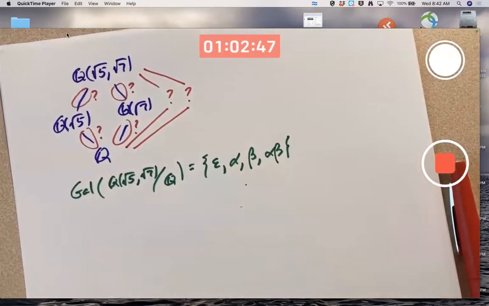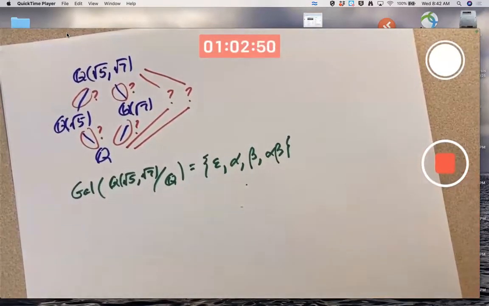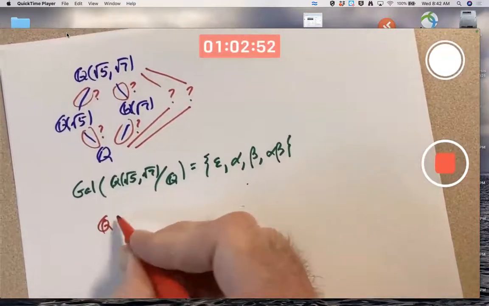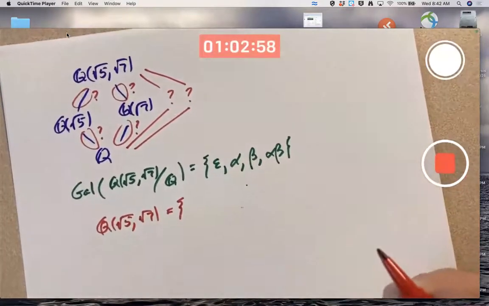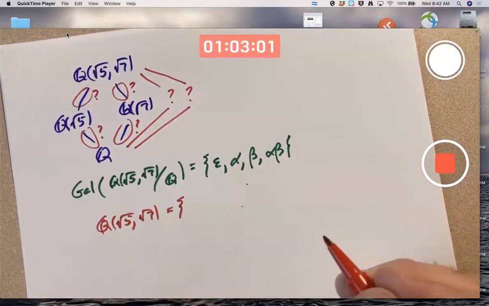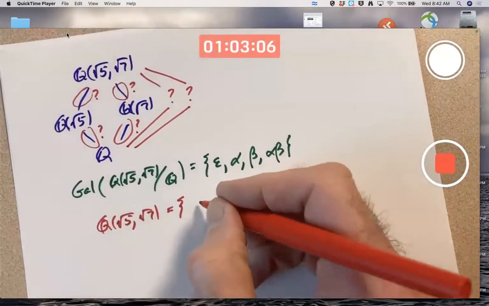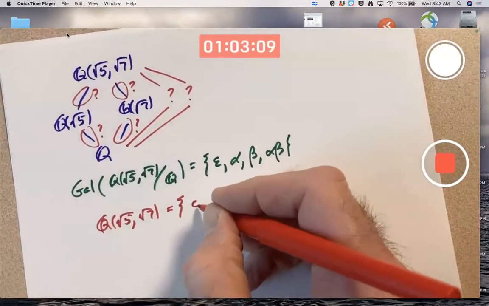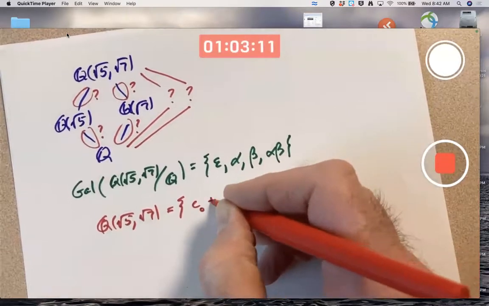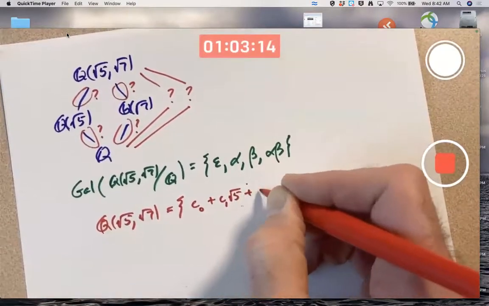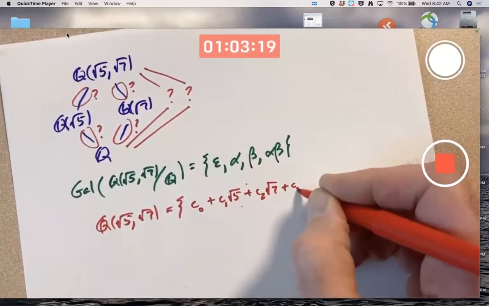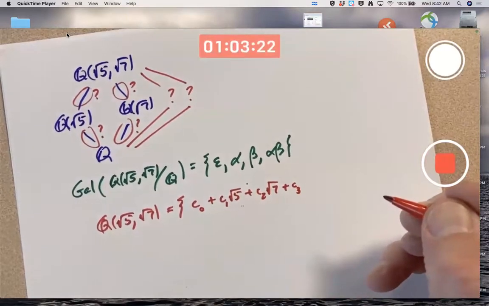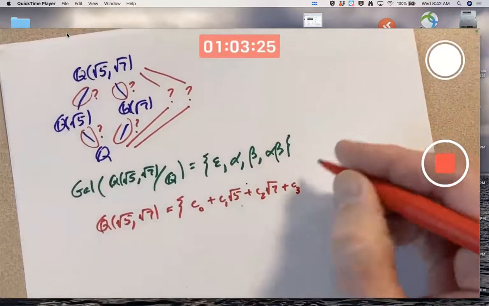But what do these other things do? I should probably say how to describe elements of Q adjoin root 5 and also adjoin root 7. Turns out this is going to be a 4-dimensional vector space over Q. The elements of this field can be written as C0 plus C1 root 5 plus C2 root 7 plus another term, C3 times, it turns out, root 5 times root 7, which is root 35.